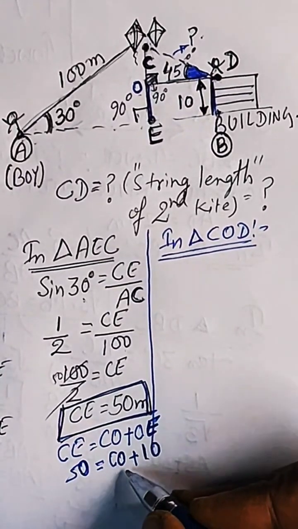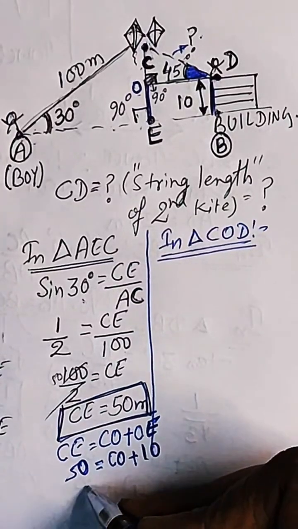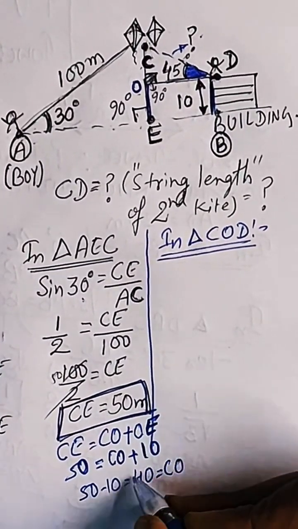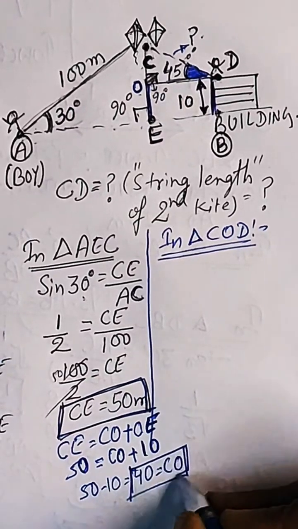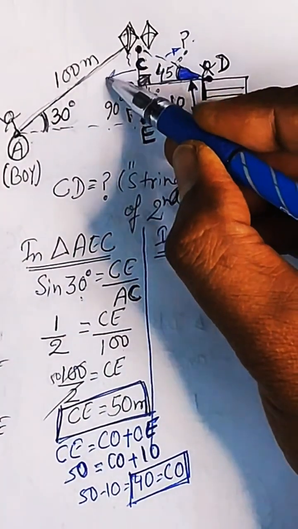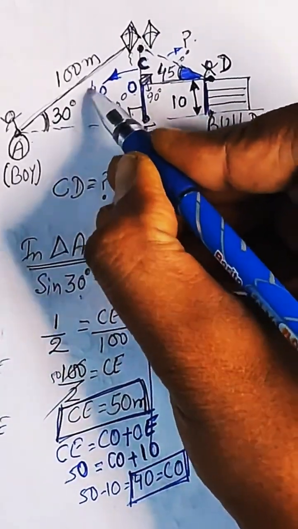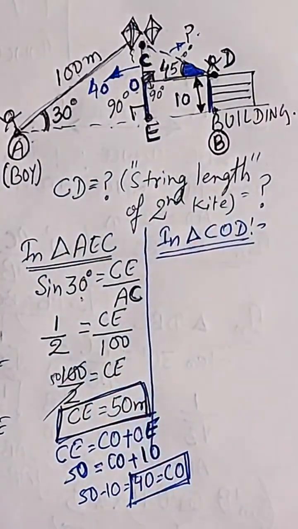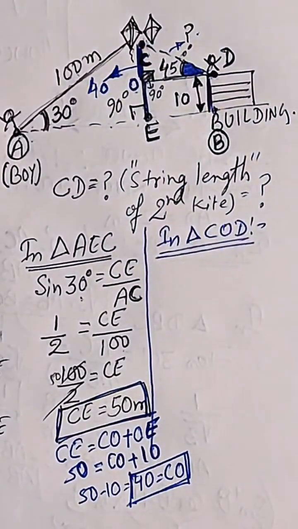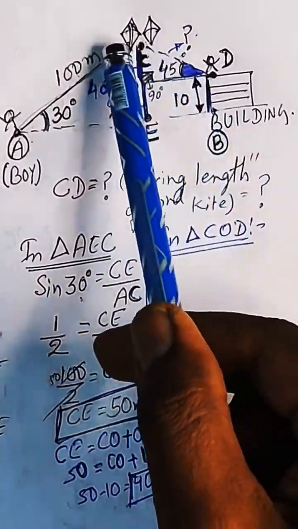So what will be the value of CO? CO, this length is calculated as 50 minus 10, which is equal to 40, which is the length of CO, my dear friends. 40 meter is the length of CO, right? So that means this length is calculated as equal to 40 meter. So let me write it over here. And this is CO, right? Now, it's very easy. What is the string length of the second kite? And both the kites are meeting.